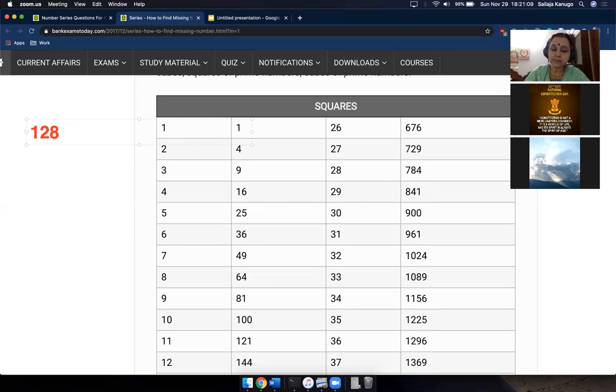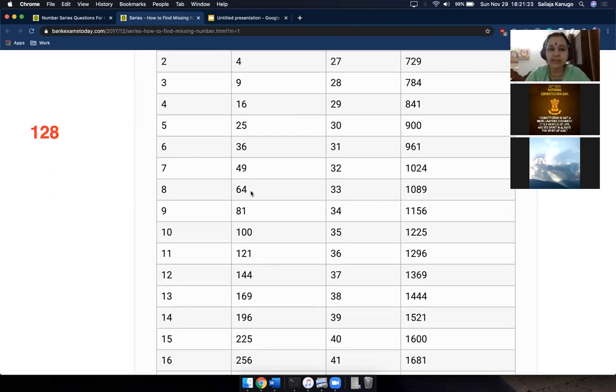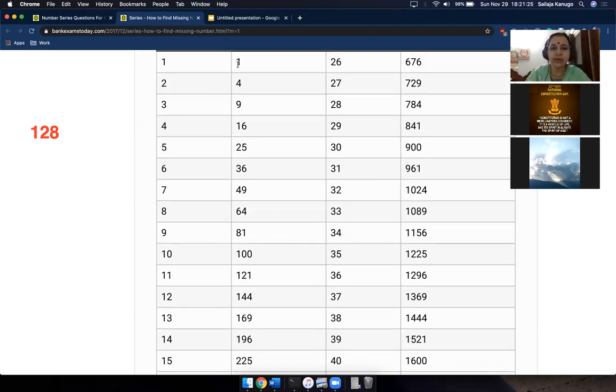128. See, when you observe the squares of numbers, what did you understand here? You start from 1, 4, 9, 16. Look at the units place. It is doubling, correct? Doubling means you are multiplying the number with itself. Now look at the units place values: 1, 4, 9, 6, 5, 6, 9, 4, 1. Are the units places not repeating?